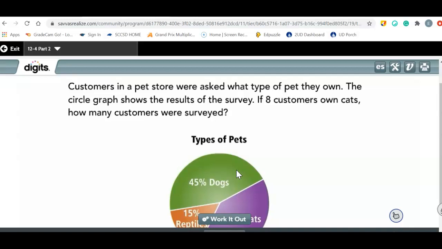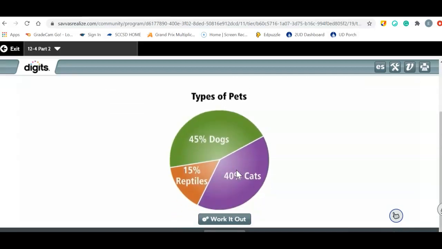All right. Looking at this problem now. It says customers in a pet store were asked what type of pet they own. The circle graph shows the results of the survey. If 8 customers own cats, how many customers were surveyed? All right, so using the circle graph, see if you can answer this problem. If you would like to talk to somebody, you can, as long as you're staying focused, helping each other out.